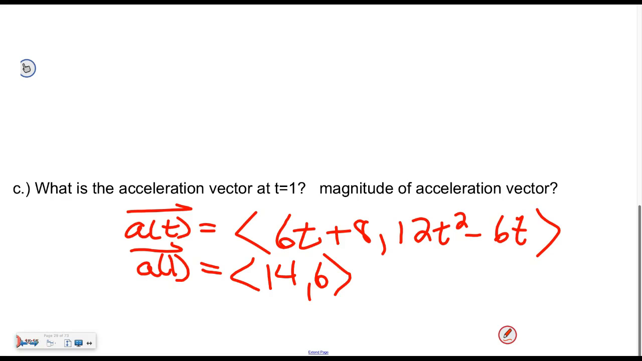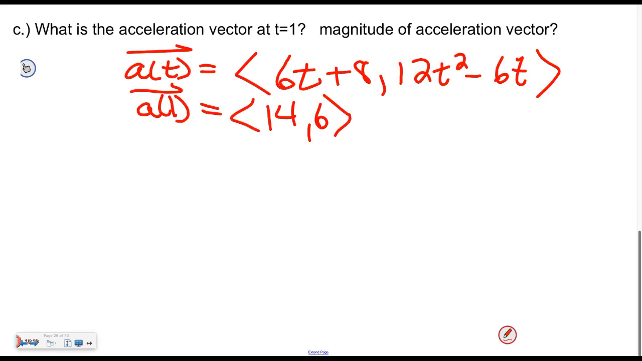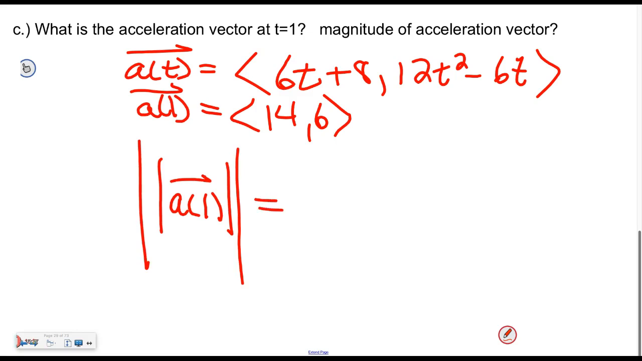Square root of 14 squared plus 6 squared. I don't know what that is. The square root of 196 plus 36. Again, it would be written in formal notation if I wanted to get you used to it. Honestly, I don't really care right now because you're going to learn that all again in another course anyway. But this would be the magnitude of the acceleration vector. It would be this. And I'm not going to simplify roots and all that good stuff today.